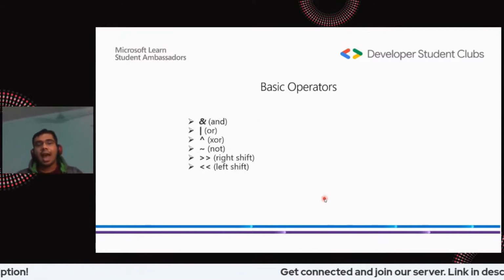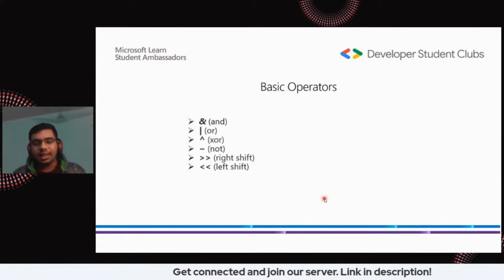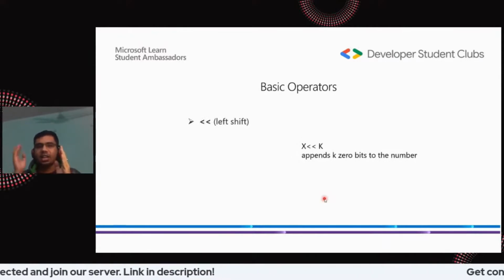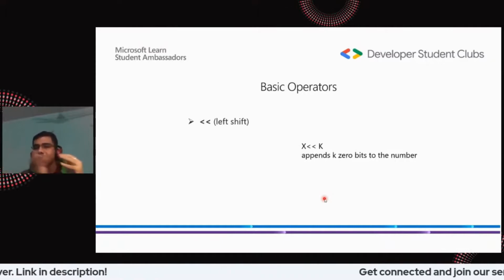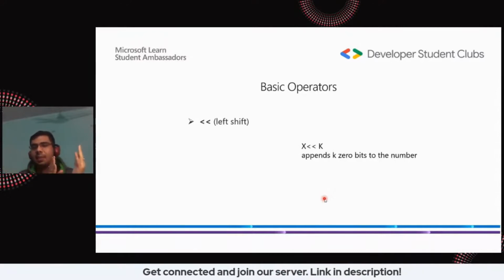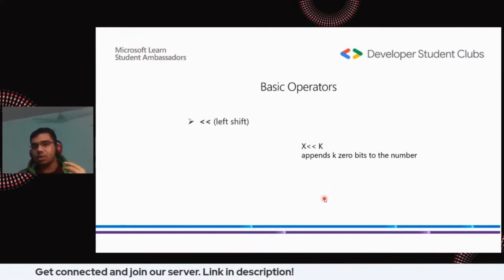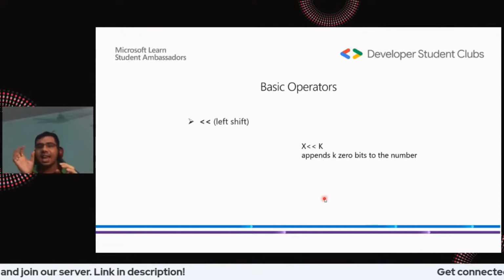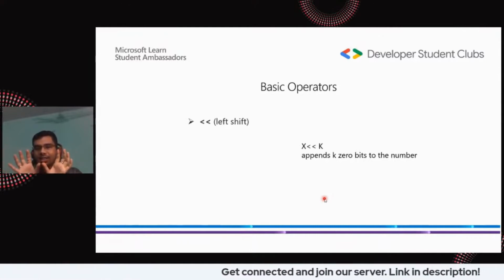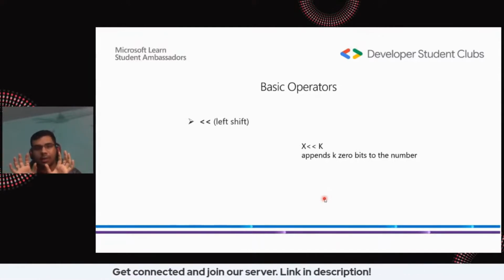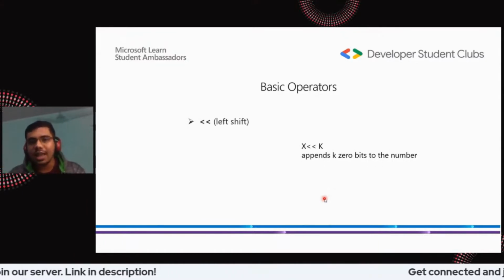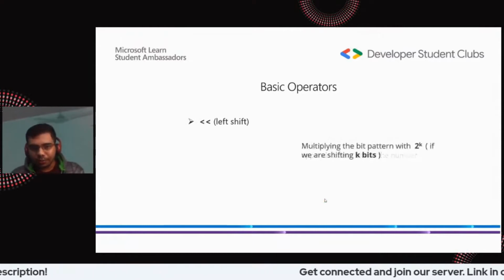And the last operator that we have is left shift. Left shift works in this manner. Say you have a number x and you want to left shift it by a number k. So you are shifting k bits of the number x. This adds k extra zeros at the end of the number. You shift the number left, and you add k extra bits, and these bits will be 0. That happens in left shift.